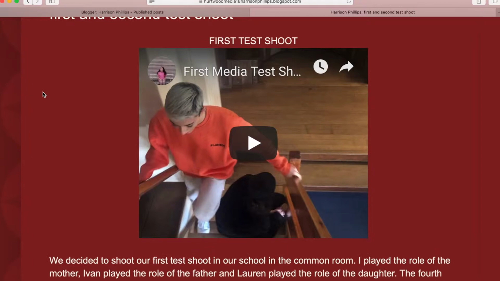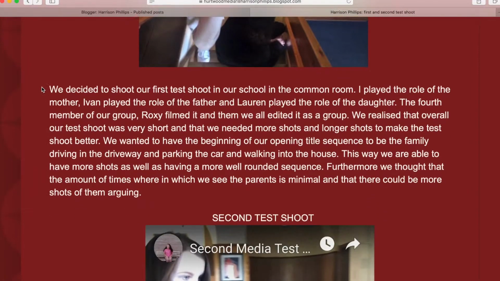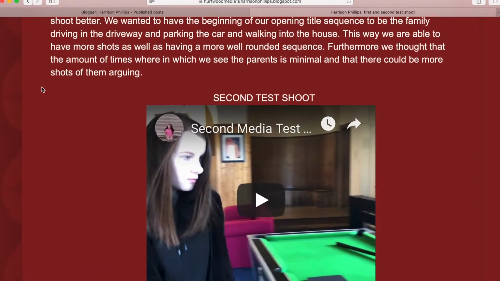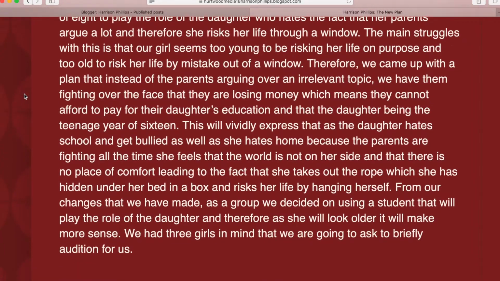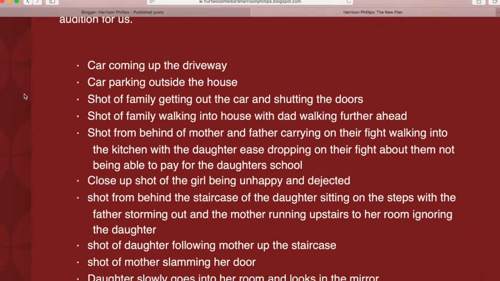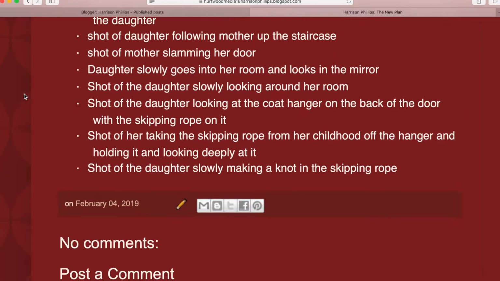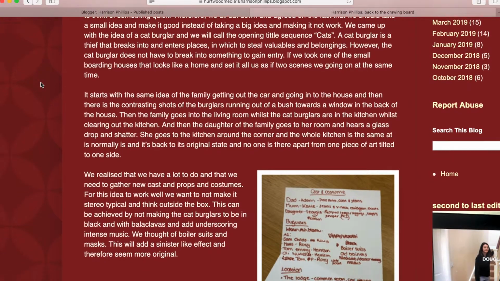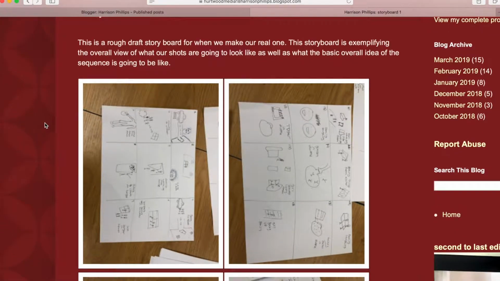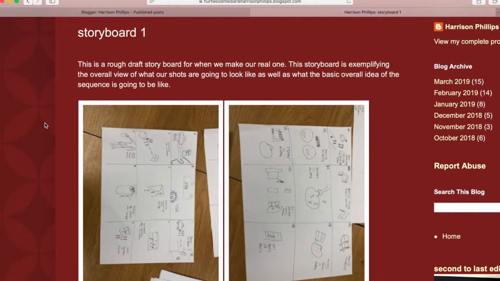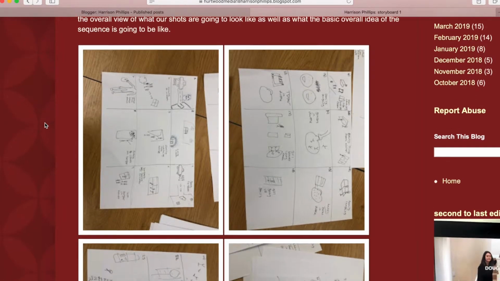We did our first test shoot in our school common room. However, after doing it and editing it, we decided that there were more aspects that we wanted to create, so we did our second one as well. After doing our first test shoot, we discussed with our teachers and we decided as a group that our plot for our opening title sequence was a quite risky plot to do. We therefore decided to come up with a new plan.